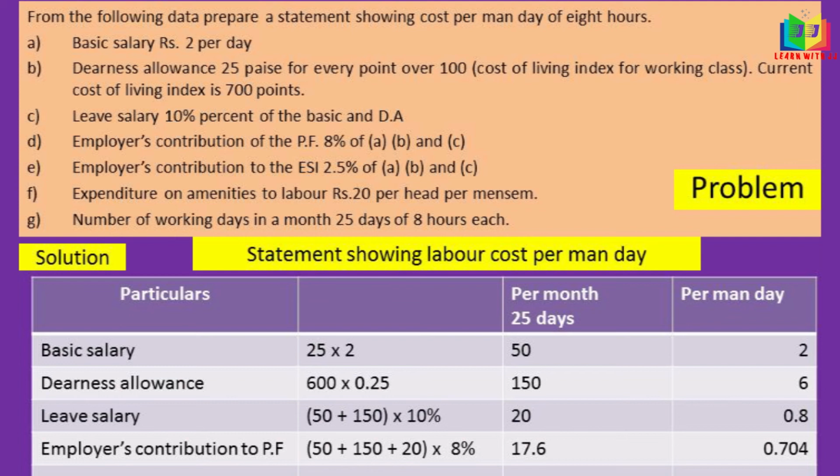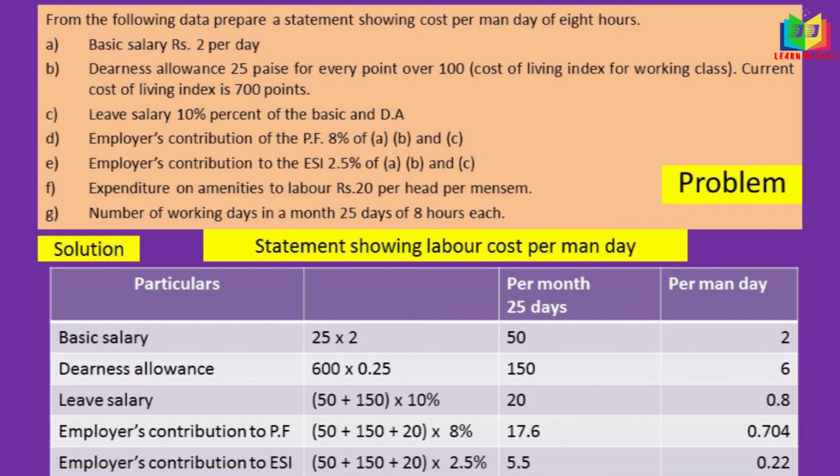So contribution to the PF is 8% of ABC. A here is 50, and B we have calculated, that is 150, and C also we got, that is 20. We have to add all these 3, and that should be multiplied by 8%. So we'll get 17.6, and this should be divided by 25. We'll get 0.704. That is the cost per man day, employer contribution to PF.